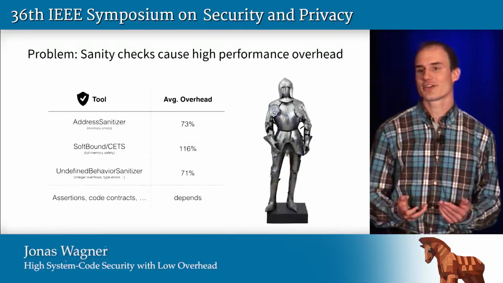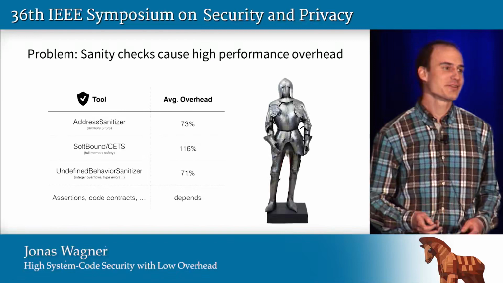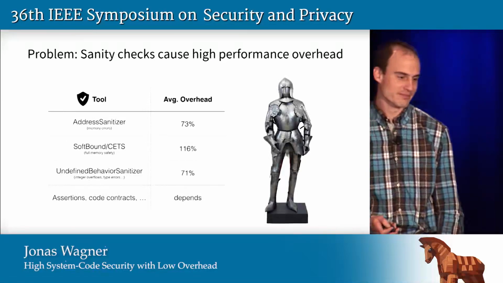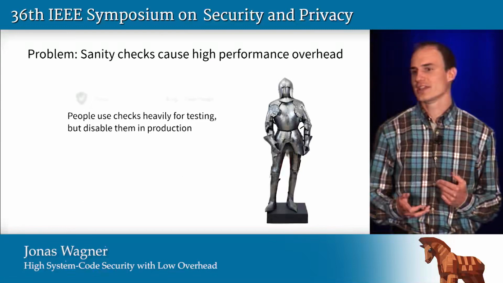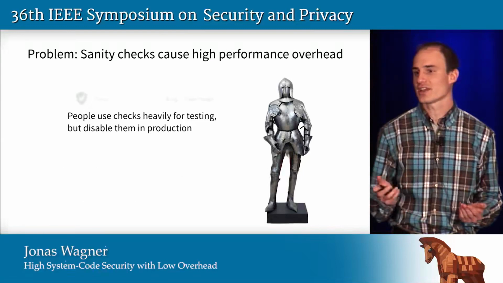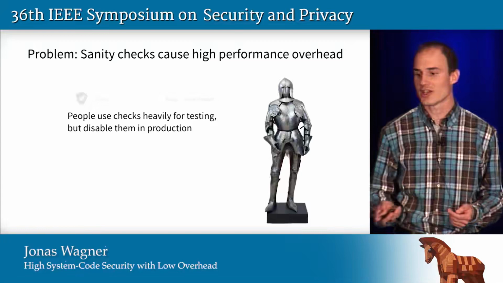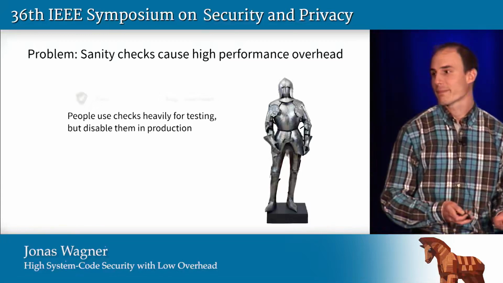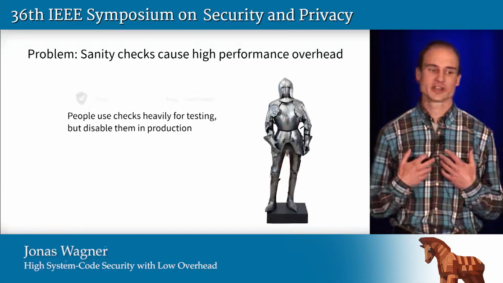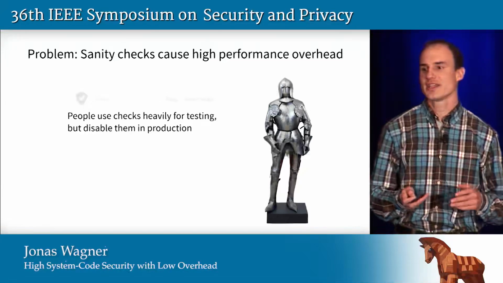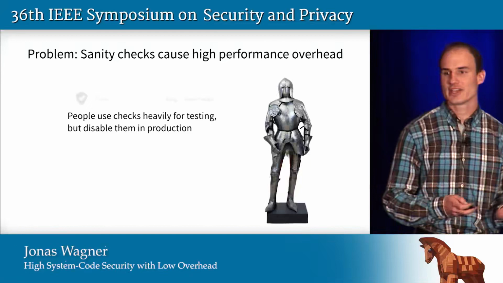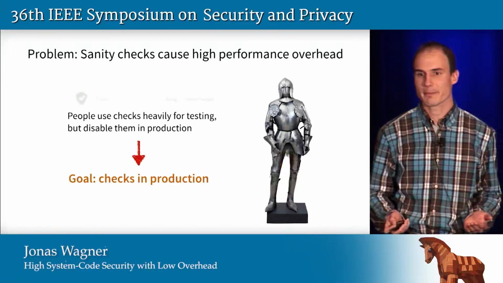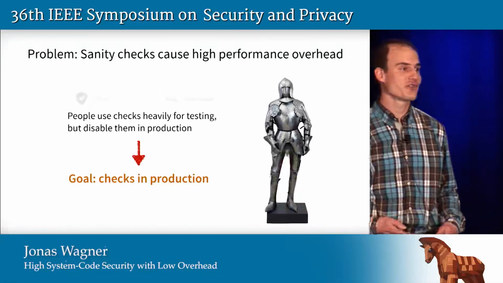So sanity checks are a bit like plate armor. It provides really strong protection, but it's also heavy. This is actually why people are using sanity checks quite extensively during testing and development, but they turn them off in production builds. Now the question of our work is, can we take away the overhead of sanity checks in order to enable people to use them in production? And surprisingly, the answer is yes.